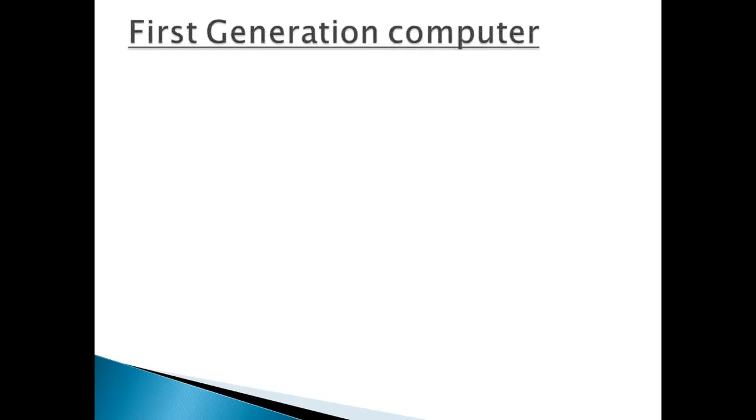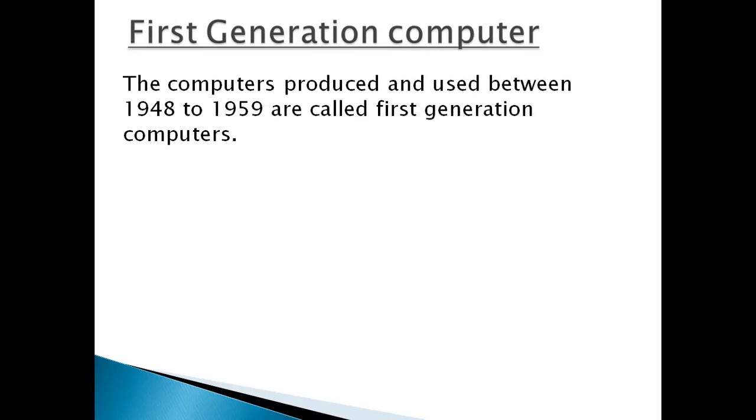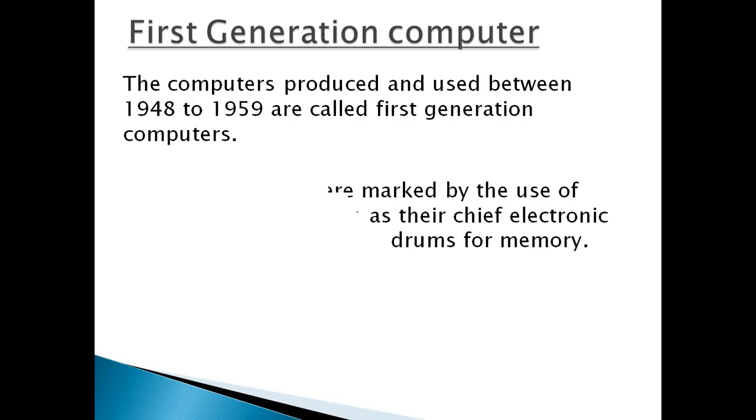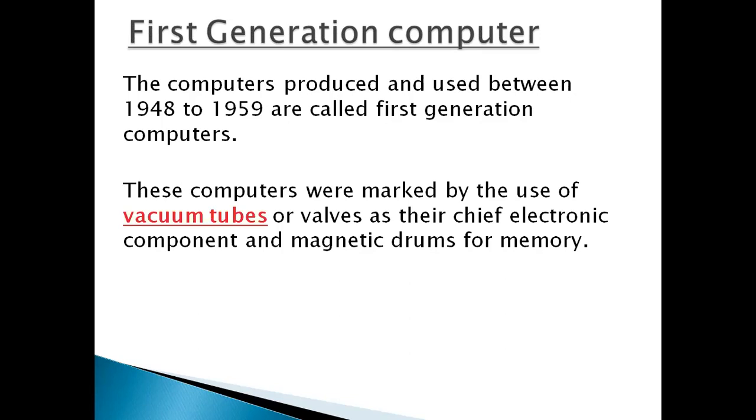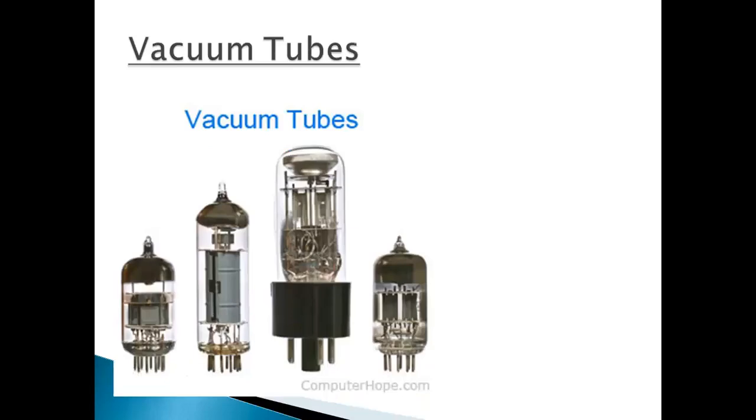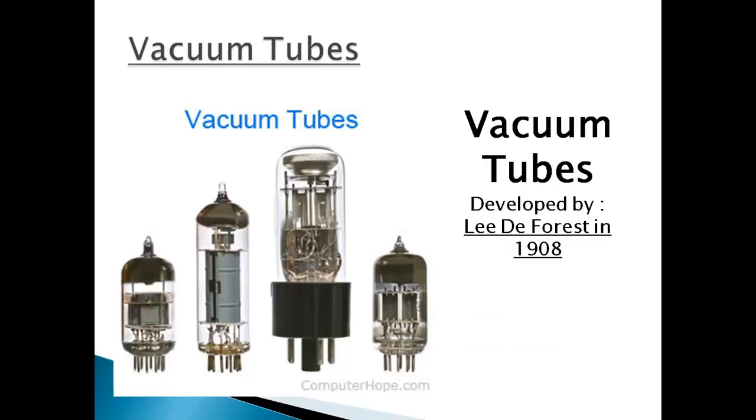Now let us start with first generation computers. The computers produced and used between 1948 to 1959 are called first generation computers. These computers were marked by the use of vacuum tubes or valves as their chief electronic component, and magnetic drums were used for the storage of data. Here is the picture of a vacuum tube. The vacuum tube was developed by Lee De Forest in 1908.